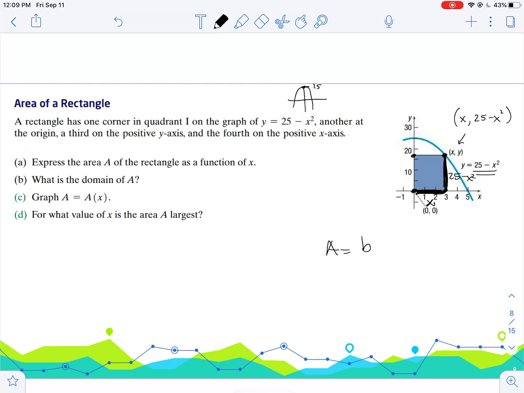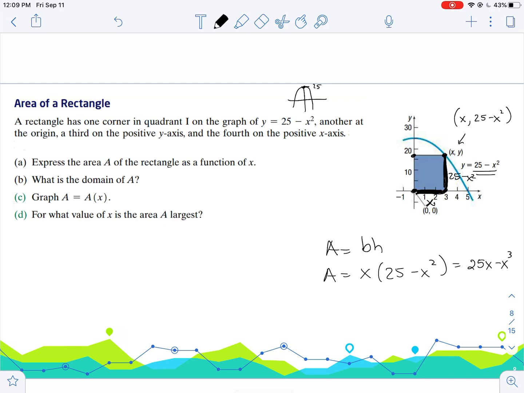How do you find the area of a rectangle? Well, you do base times height. So in this case, it would be x times 25 minus x squared. And if I distributed that, I would get 25x minus x to the third. And that would be the area as a function of x.